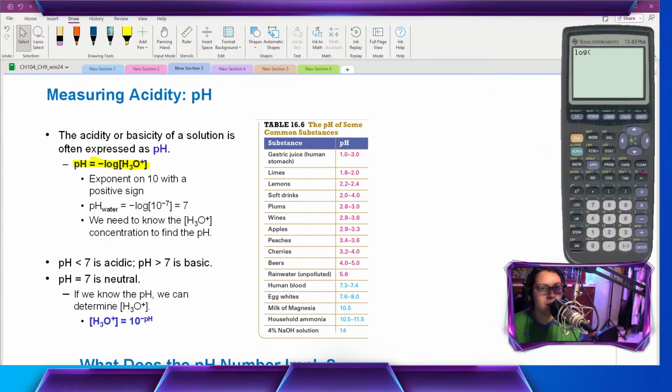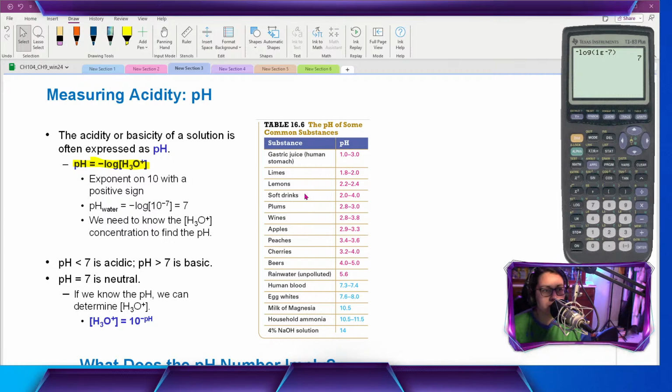So we can take the negative log of, let's just practice with 1 times 10 to the negative 7th. And that should give us 7 for our pH. And so that, again, tells us why neutral pH is said to be 7. That's where our pH scale comes from.